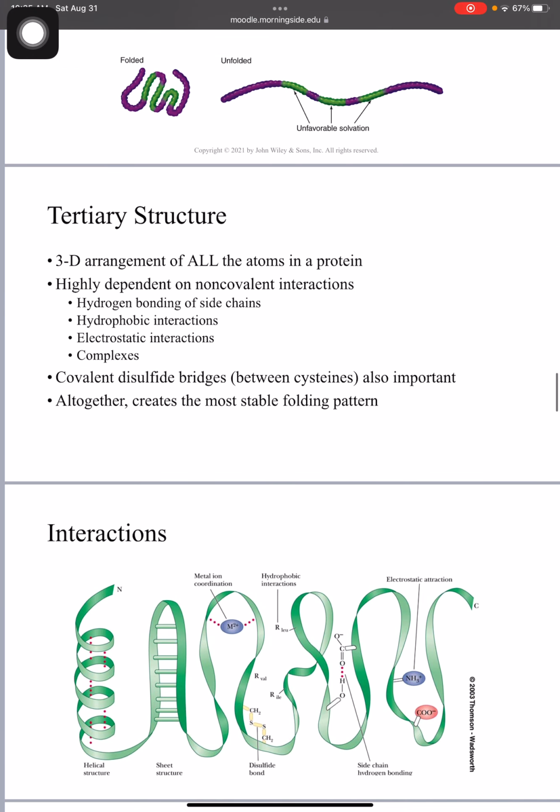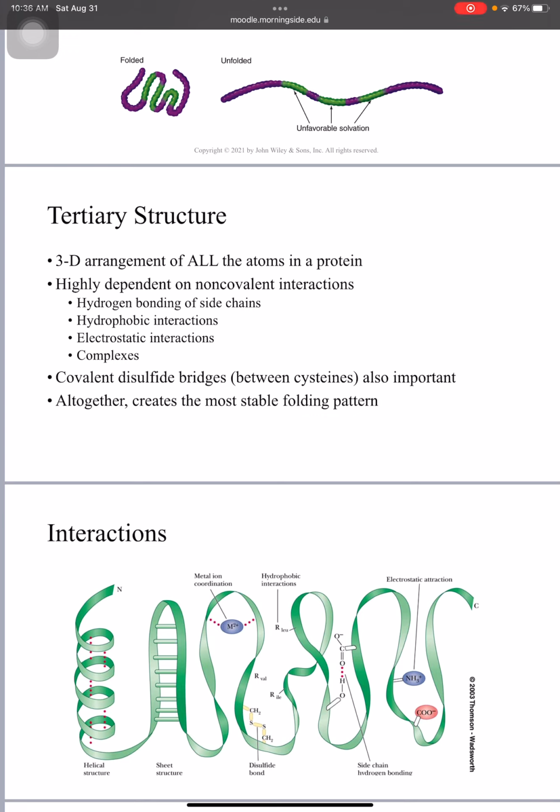All right. So if your backbone hydrogen bonding sort of forms the framework for the folding, tertiary structure interactions are what really fine tune it into the final arrangement that it gets in.